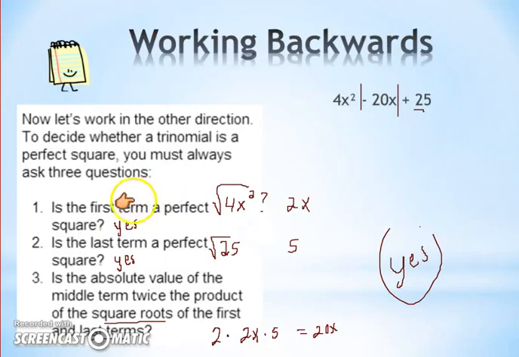So again, walking through, is the first term a perfect square? 4x squared is a perfect square. What is the square root of that? We found 2x. The last term, is 25 a perfect square? Yes. The square root of 25 is 5. So then to determine if that middle term fits the pattern, multiply 2 times the square roots that we found. So 2 times 2x times 5. And we got 20x, and that is equal to the absolute value of this term, because this could be plus 20x or minus 20x and still fit a perfect square trinomial.